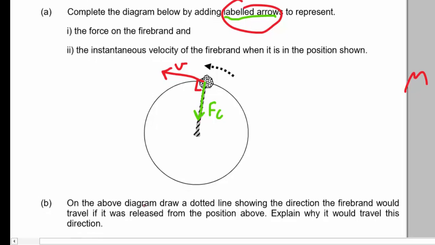On the diagram above, draw a dotted line showing the direction the fire brand would travel if it was released from the position above. So it would travel at a tangent. It would continue in the same direction as the velocity.